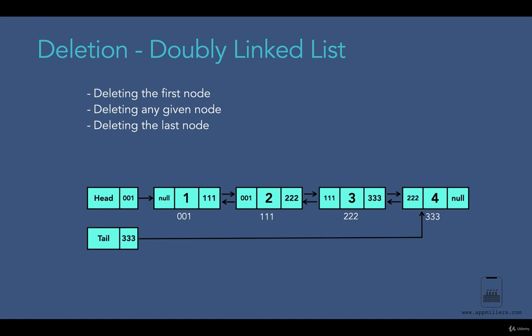As in a single linked list, here also we have three cases of deleting a node from a double linked list: deleting a node from the beginning of the double linked list, deleting a node from any given location in the double linked list, and deleting a node from the end of the double linked list. So first we are going to look at how to delete the first node from a double linked list.